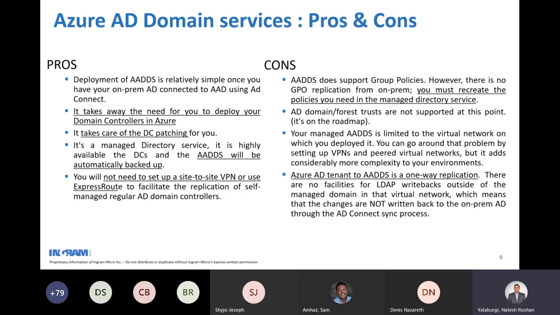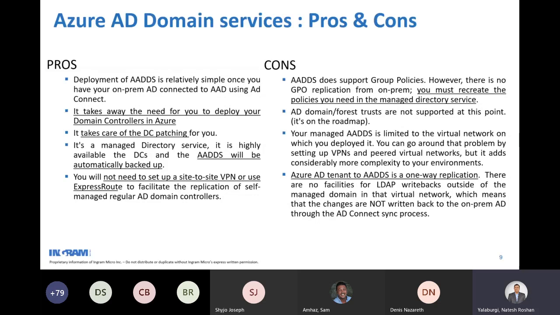Also, if you would like to extend your domain services outside the virtual network it is configured in, it starts adding complexity. You need to configure VNet to VNet peering and then make sure the authentication and the traffic is flowing through. So it becomes a little complicated when you try to extend the virtual network, or if you have a scenario where you need multiple domain services as part of your tenant.